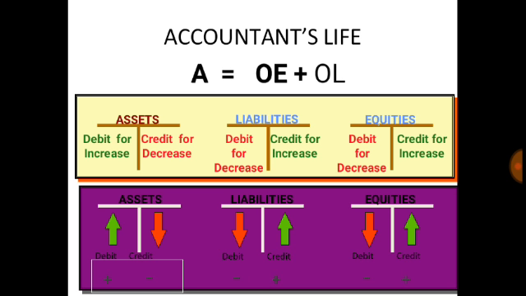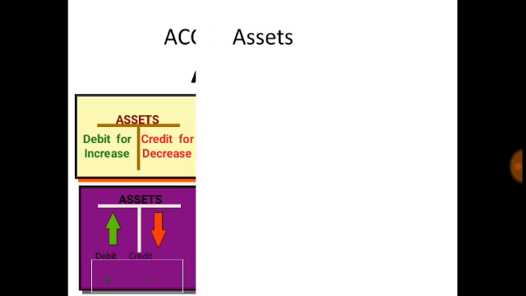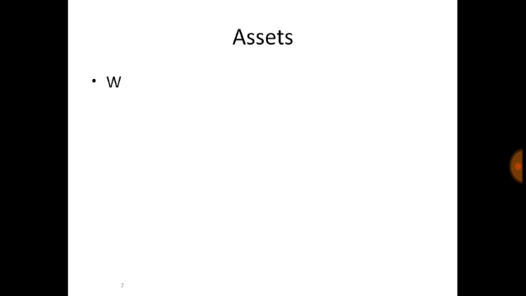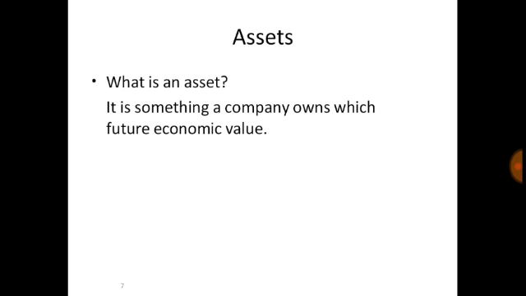If there is an increase for asset, it should be debit, green sign, plus, and if there is a decrease for asset, it should be credit, it should be minus. If we talk about liabilities, if there is an increase, it should be credit, but if there is a decrease, it should be debit. For equity, the same. If there is an increase, it should be credit, but if there is a decrease, it should be debit. Through the graphics, you can see it.